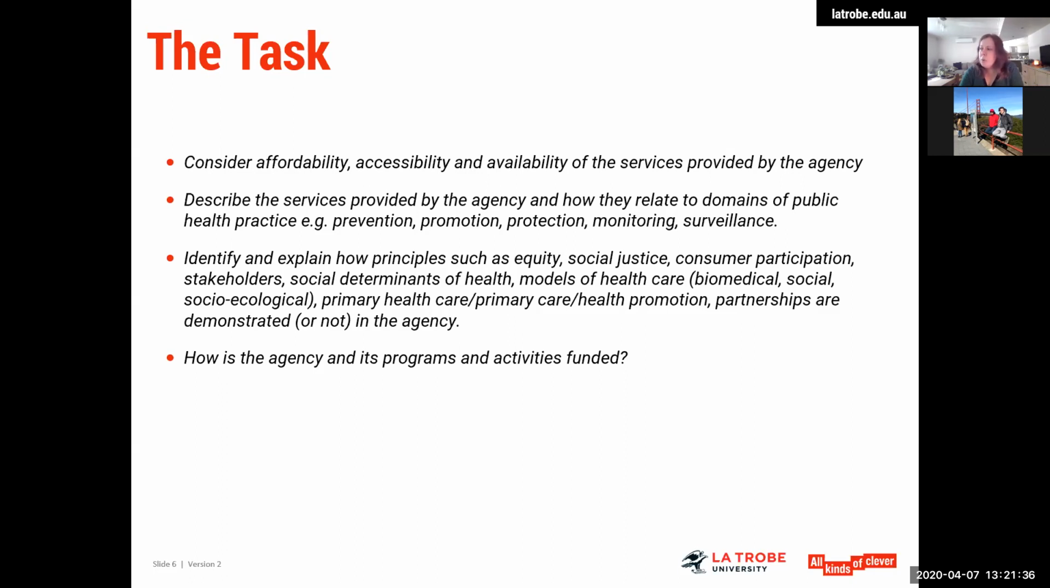So for example, you might talk a lot about that there are different models of healthcare and that this organisation seems to fit within that sort of social model of health, and that's a real strength of that organisation. However, what's not clear from the online site visit is how they're engaging consumers in their service delivery and design.